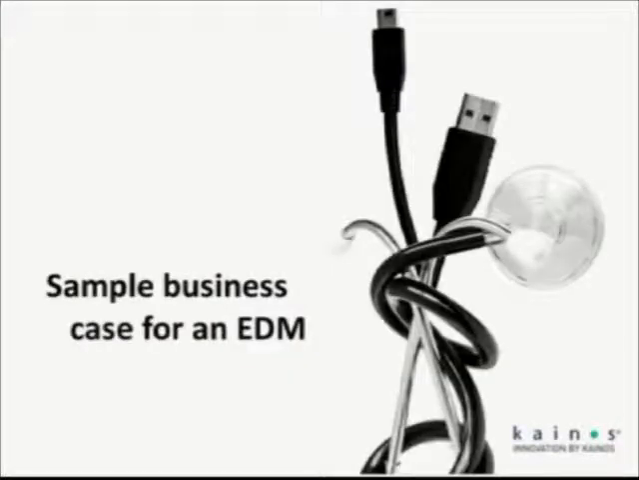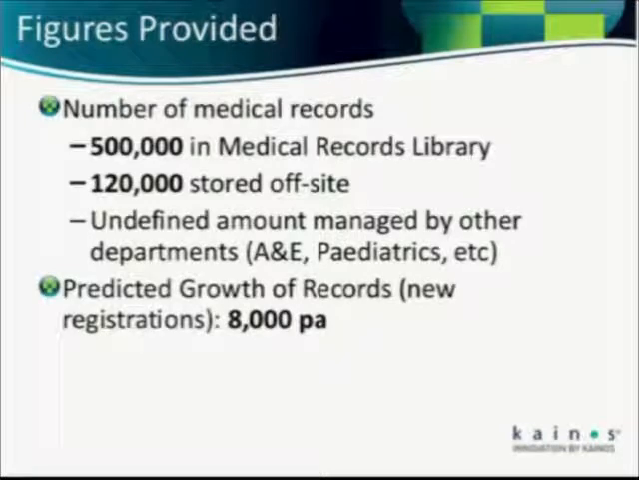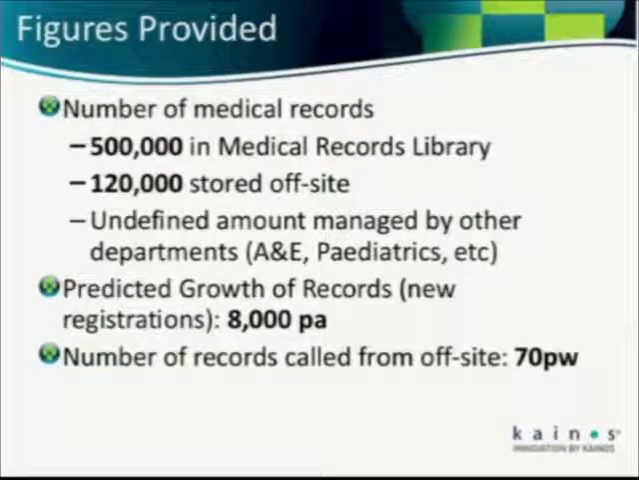So let's talk about some numbers. So the sample case for an ADM that we had with one of our trusts. The figures that they provided, they had 500,000 records on site in their records library. They had 120,000 of those stored off-site, and they had various other departments within the organization that had records within them. And the predicted growth of new records per year was around 8,000. So 8,000 new folders actually being created within that trust on a yearly basis. 70 records called from off-site storage per week as well.